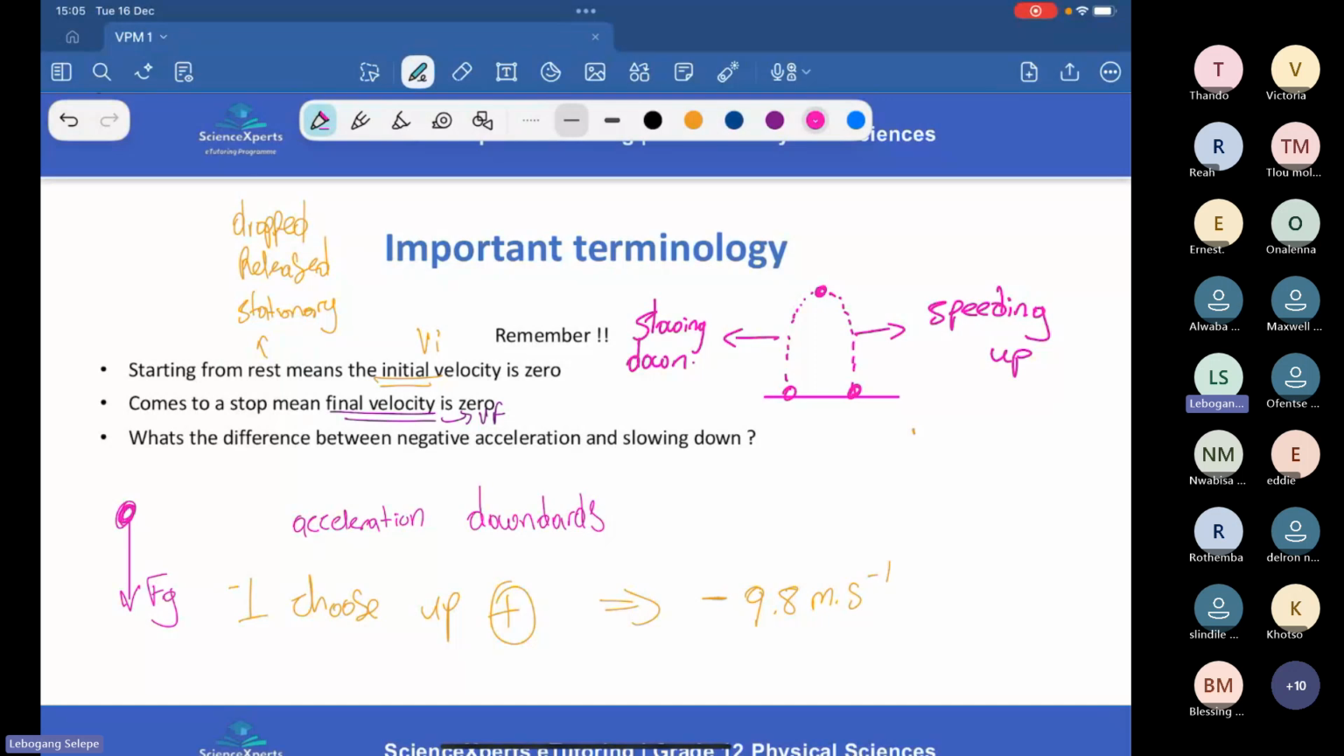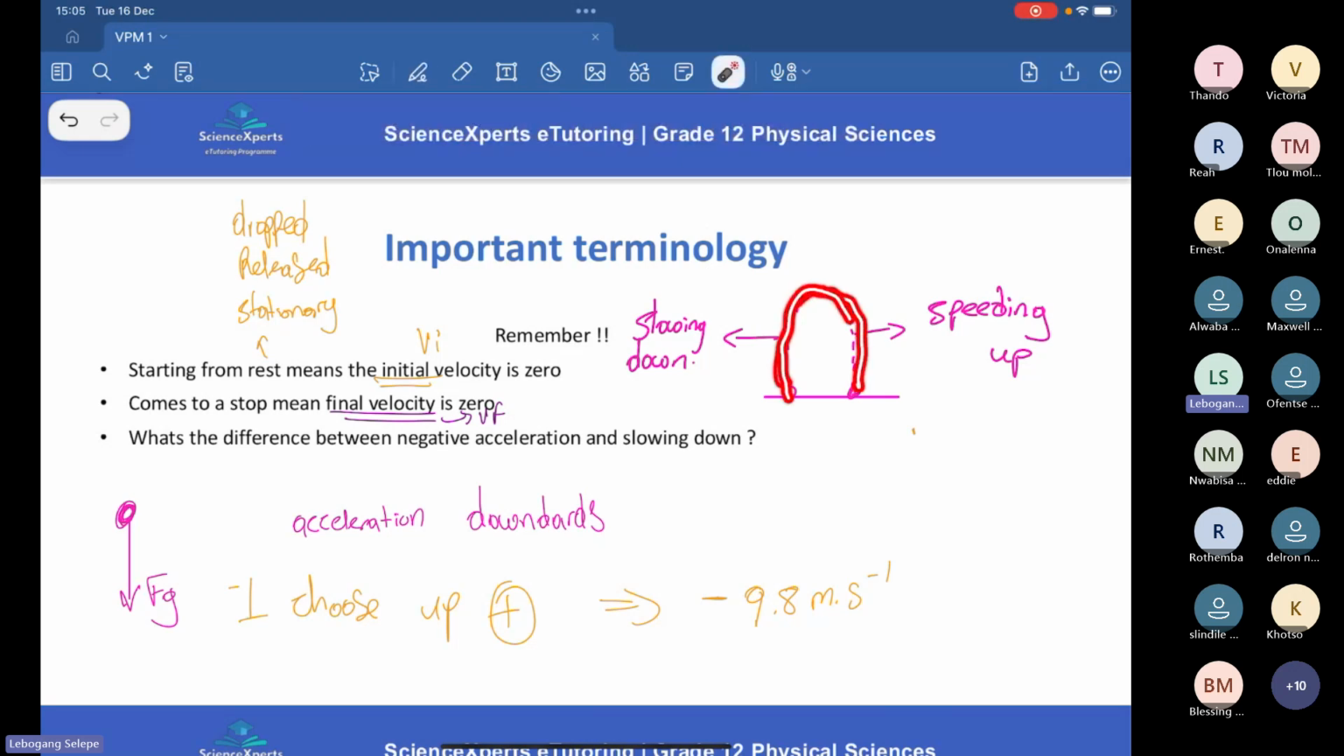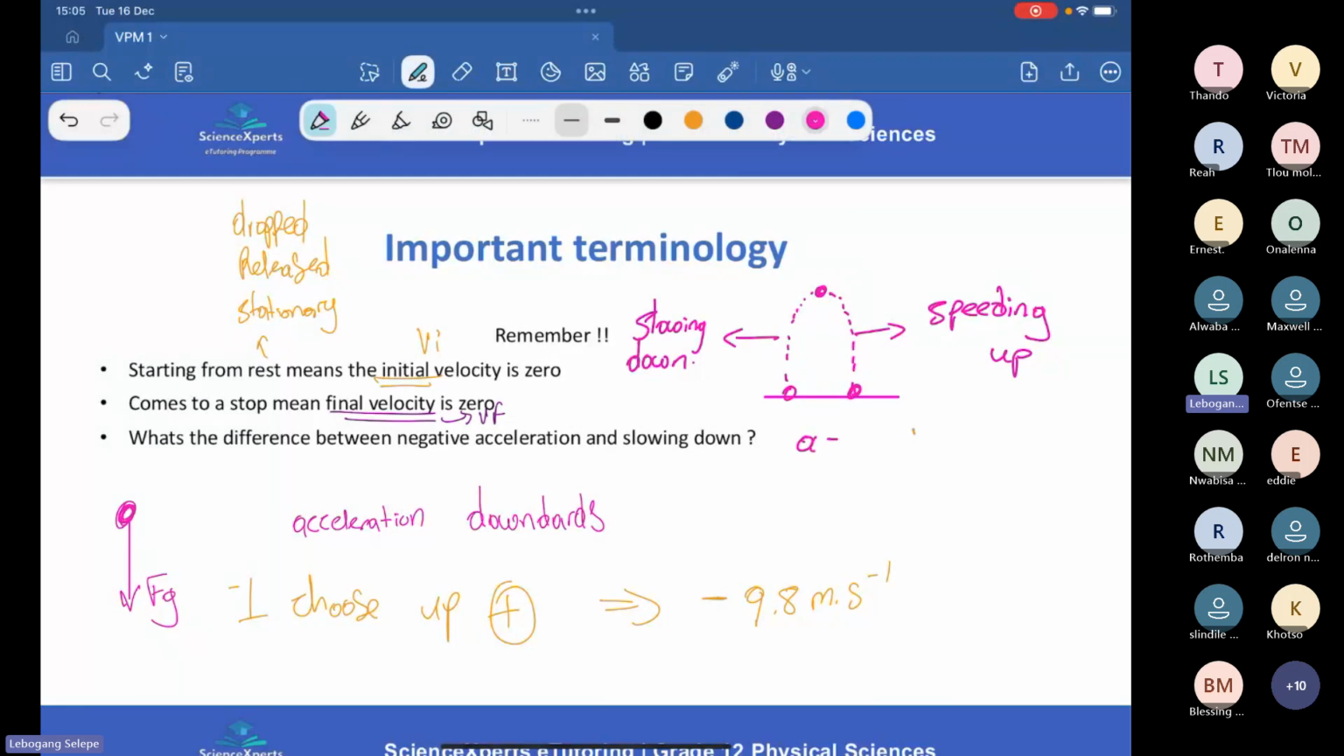We chose up to be positive, right? We chose up to be positive and down to be negative. So for the entire motion, we know that it's only the force of gravity that is acting on the object. Remember, we said that it's a projectile, only force of gravity. It means that for the entire motion, the acceleration is always downwards. So acceleration is down.